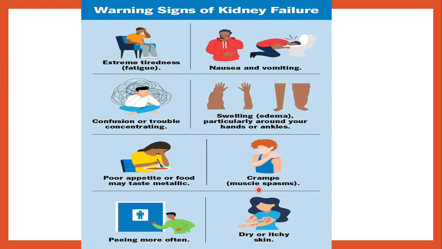And then, if you are having kidney failure, you will feel cramps, normally called muscle spasms, or peeing more often. And the last one is dry or itchy skin. These are mostly the symptoms of kidney failure. But the symptoms vary between people. If your kidneys are not functioning properly, you may notice one or more of these signs.